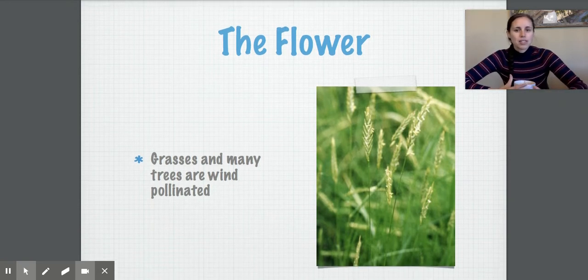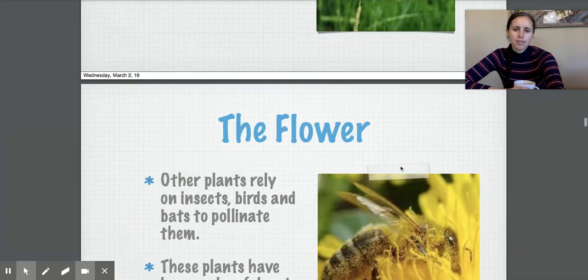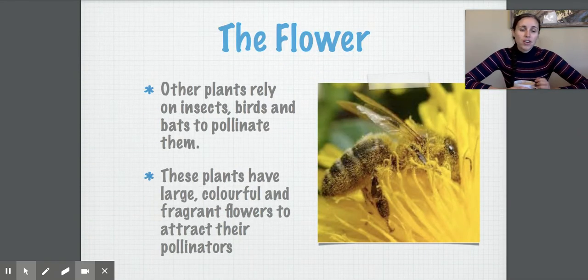Pollination happens in lots of different ways. Grasses are often wind pollinated, as are trees. So trees, you can see sometimes keys, acorns, those are all examples of things being spread around. Grasses, sometimes you've seen these tall grasses with this pollen in it. So the wind will actually come by and blow that pollen and hopefully come in contact with the egg from another plant.